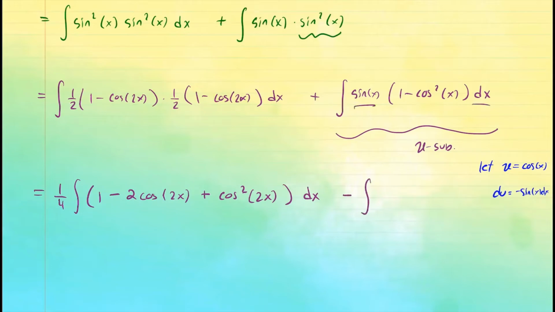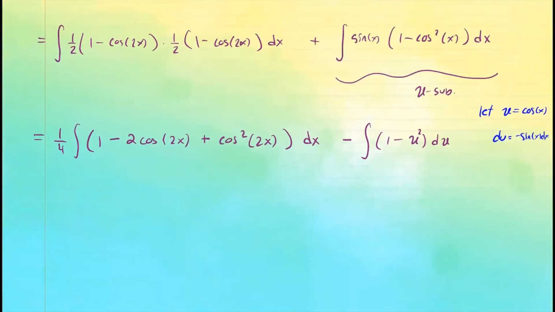So these two are replaced with negative du. So we have negative, and then 1 minus cosine, that's going to be 1 minus u squared du. So that's how the u substitution works for that integral. And of course, we can integrate that using the power rule of integration. So this is simply negative integral of 1 with respect to u, that's just u.